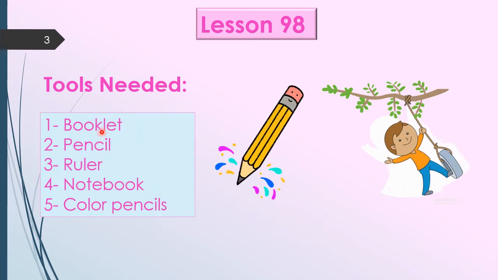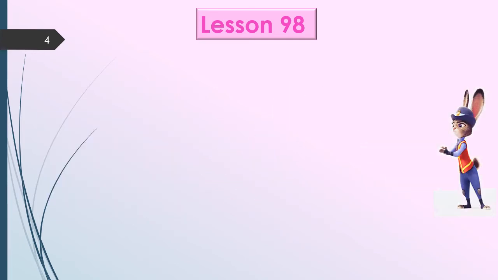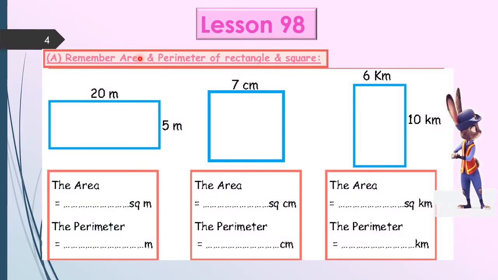Our tools: we will need booklet, pencil, ruler, notebook, and colored pencils. Now let's go to remember our area and the perimeter of rectangle and square. First of all, let's take some notes of area and the perimeter of rectangle and square.